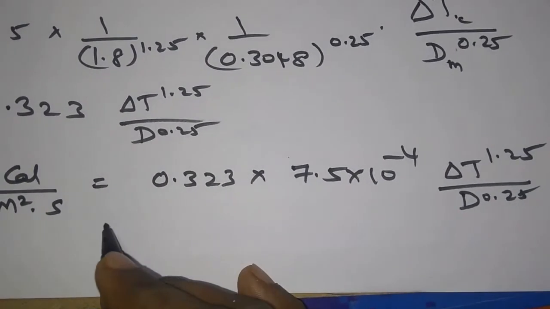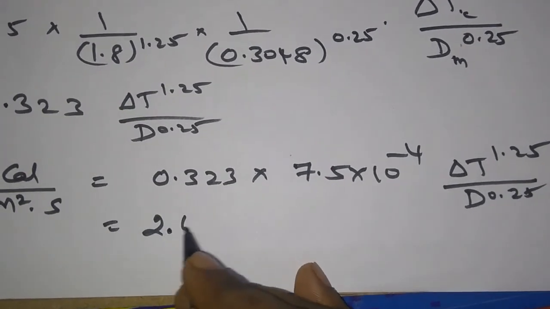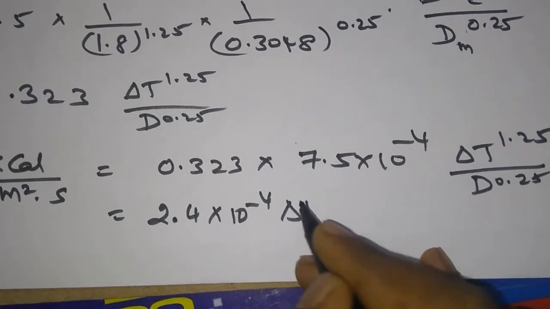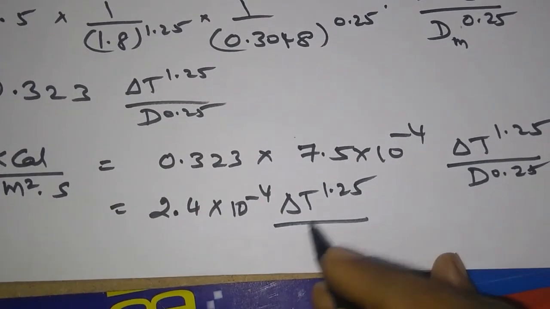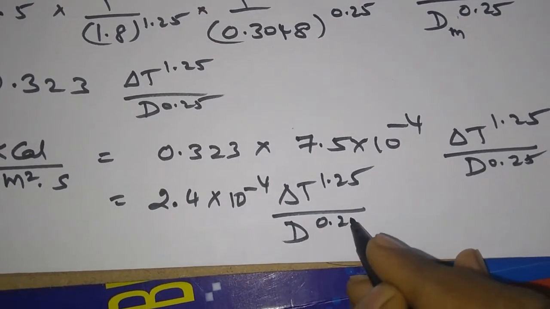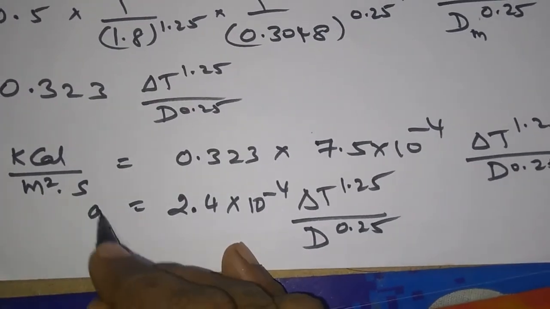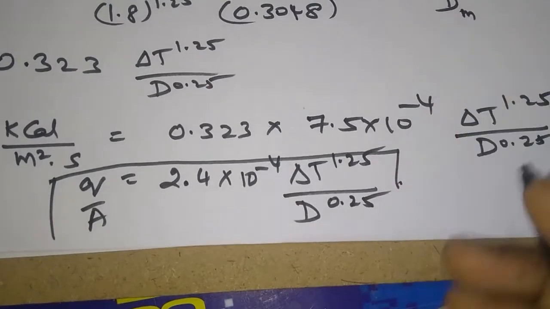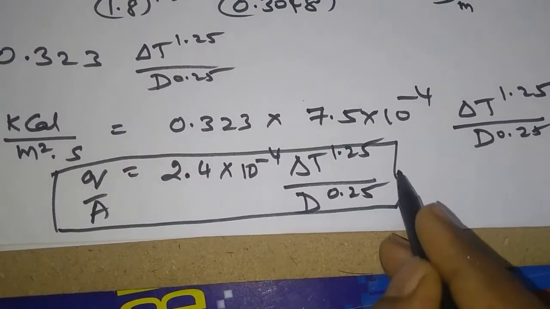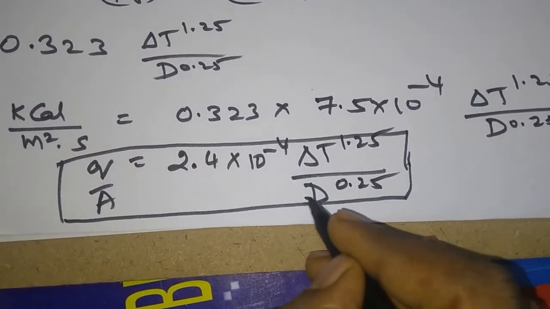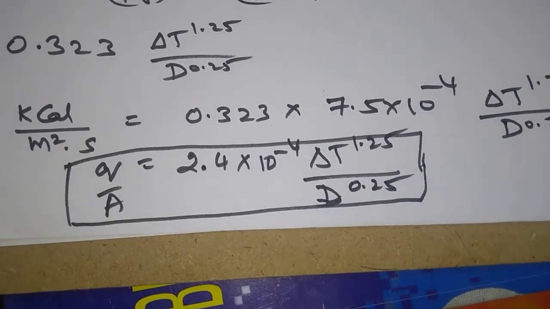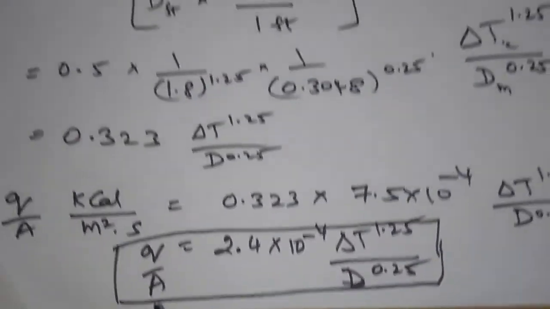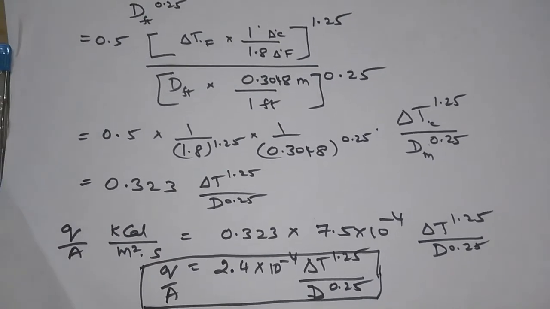So this will become 2.4 into 10 power minus 4 delta T power 1.25 by D power 0.25. Therefore Q by A is equal to this, where Q by A is in kilocalories per meter square second. So that is the required answer.